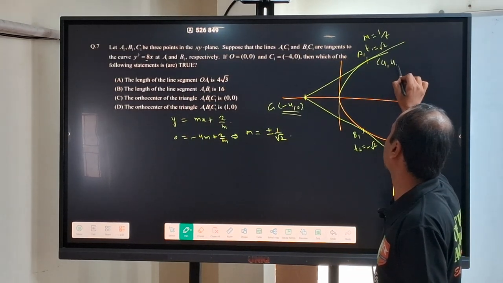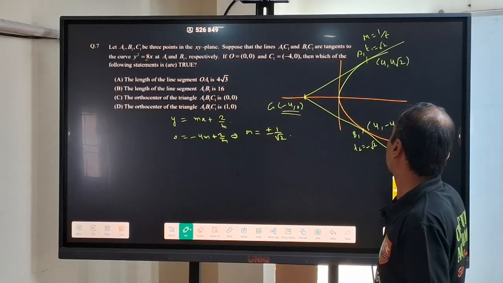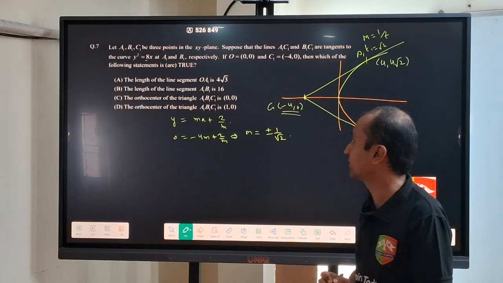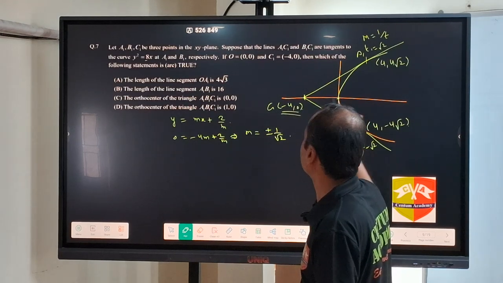2 times root 2 will be 4 root 2. And this point symmetrically will become 4, minus 4 root 2. So we have A1, B1, C1, everything. Can we solve the question now? O is origin, of course. Yes, we are ready to solve the question.